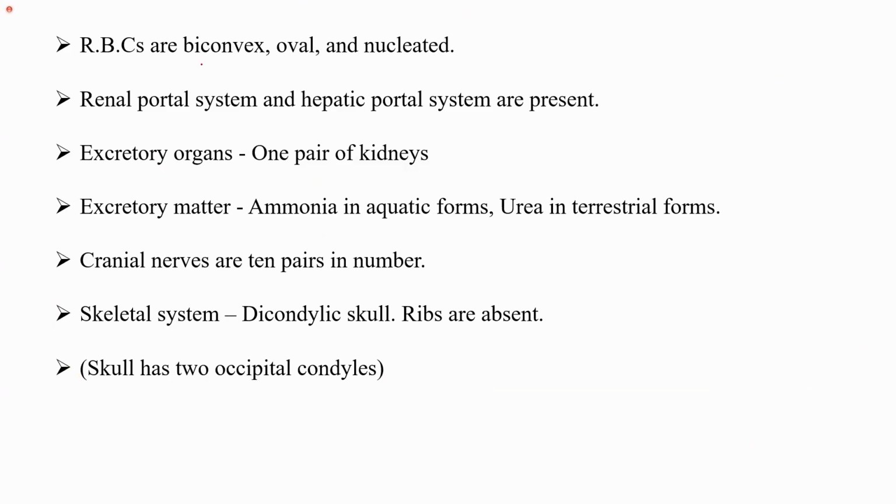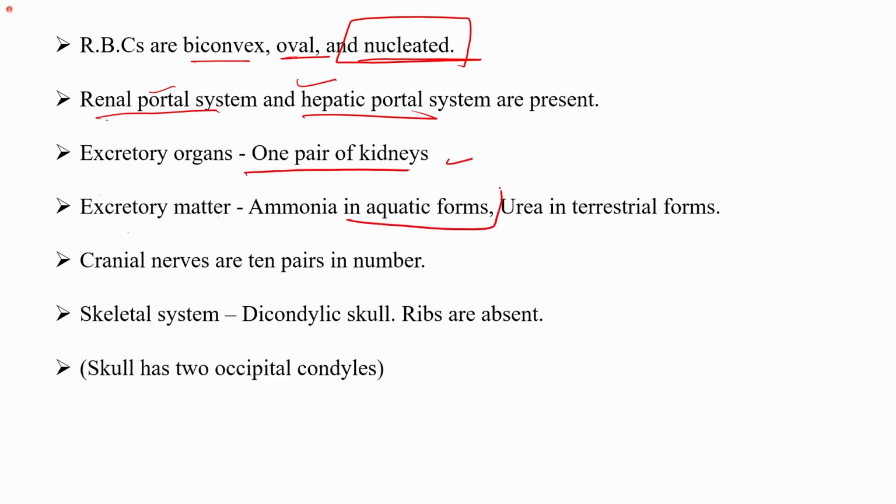RBCs are biconvex, oval and nucleated. They have a renal portal system and a hepatic portal system, for the kidney and liver. As excretory organs, one pair of kidneys is present. Excretory matter, as I have already mentioned, is mostly ammonia in the aquatic forms, but in terrestrial forms it is urea.